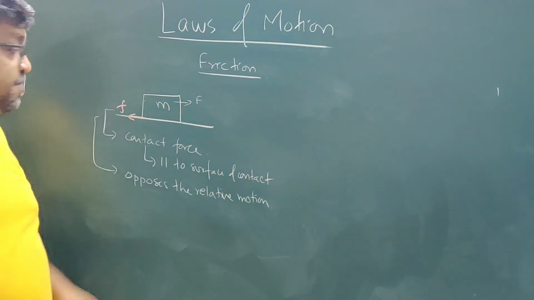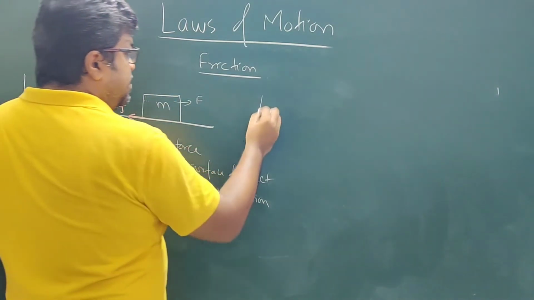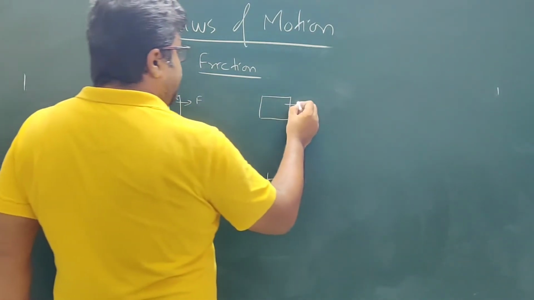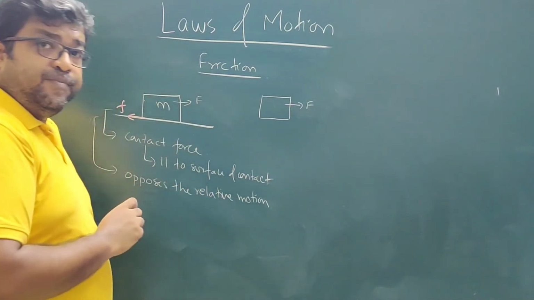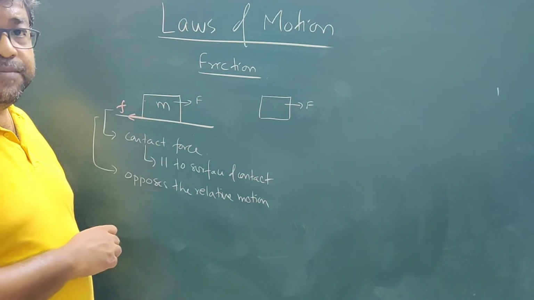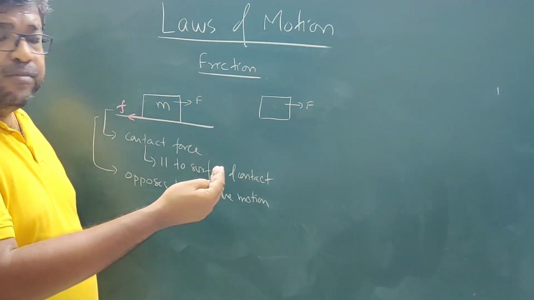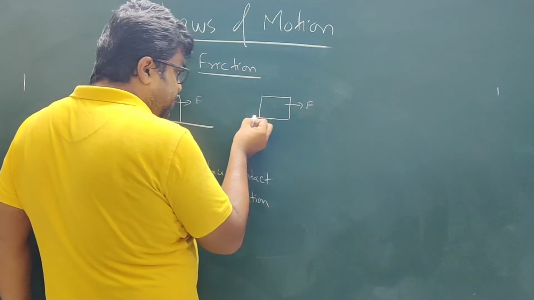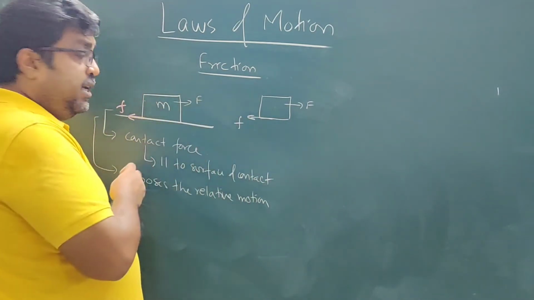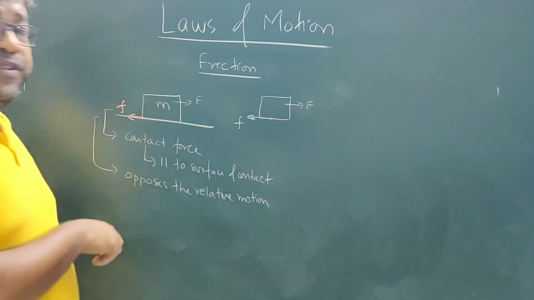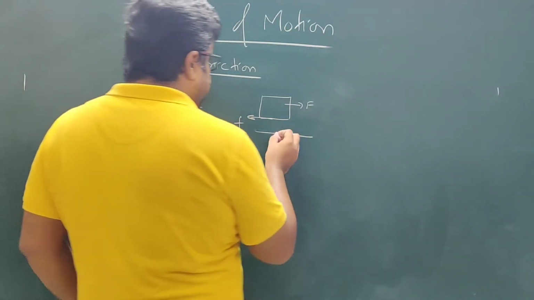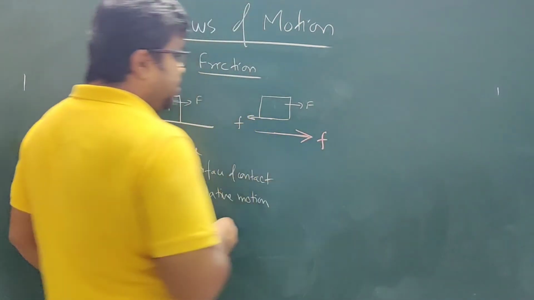Relative motion. For example, in this case, see this block. If I draw this block separately, it is acted upon by force F in the forward direction. So this block, relative to the horizontal surface, is trying to move in the forward direction. That means on the lower surface of this block, the friction force will act in the backward direction. Whereas for the horizontal surface, the frictional force is acting in the forward direction.